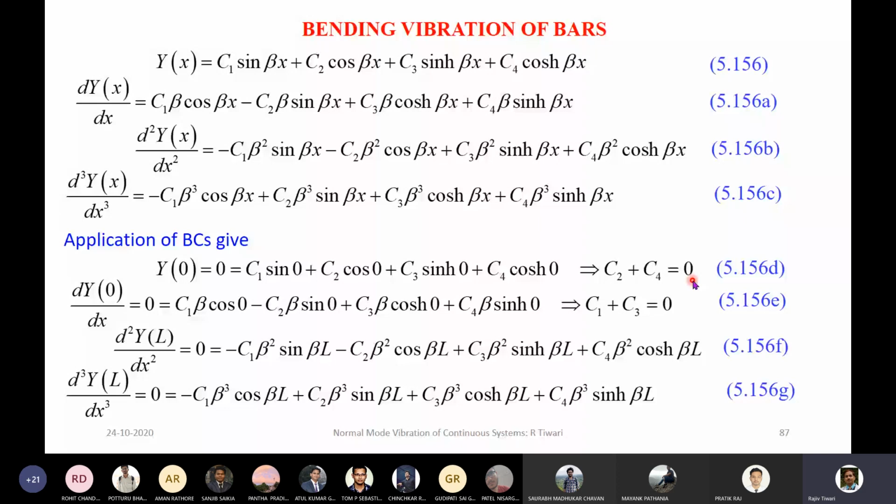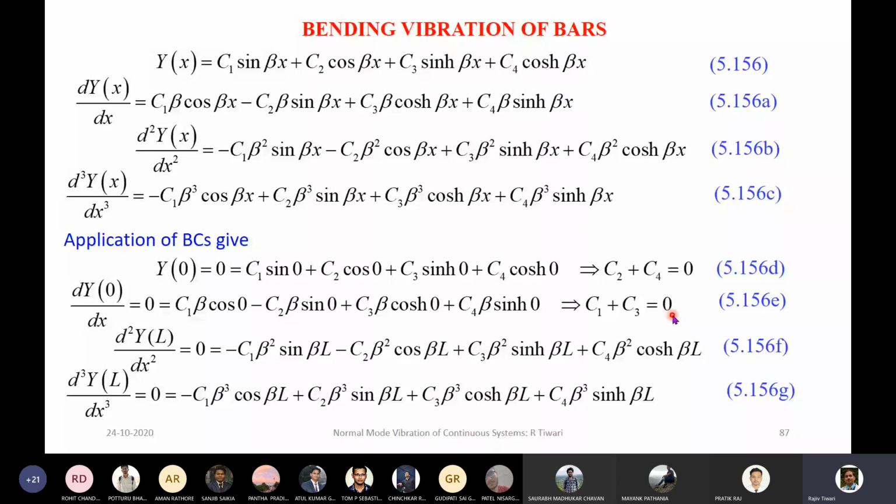Then from the second boundary condition, at x equal to 0 the slope is 0, so we are equating it to 0. Because we have now differentiated this, the cos came and sine came here. So now the C2 and C4 terms will be 0. So from the second boundary condition we get C1 plus C3 is equal to 0. So we got a second relationship between the constants from two boundary conditions.